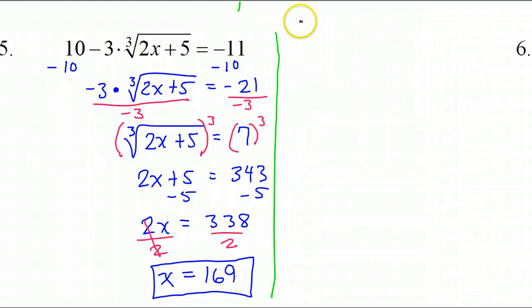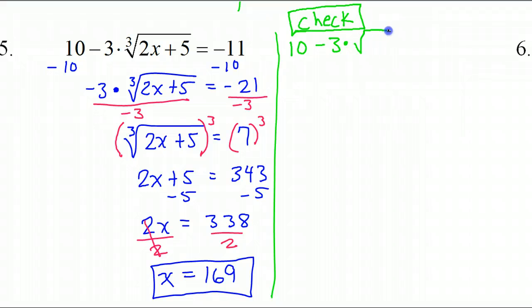So let's plug it back in. So check. All right, so checking our answer. So we have 10 minus 3 times the cube root of, let's see, 2 times 169 plus 5 is equal to negative 11. All right, so please do not be tempted to subtract 10 minus 3 and get 7. So that would be wrong order of operations.